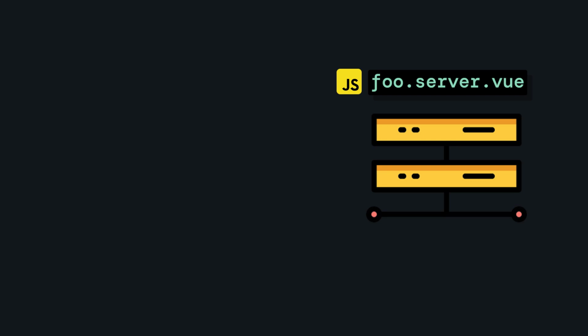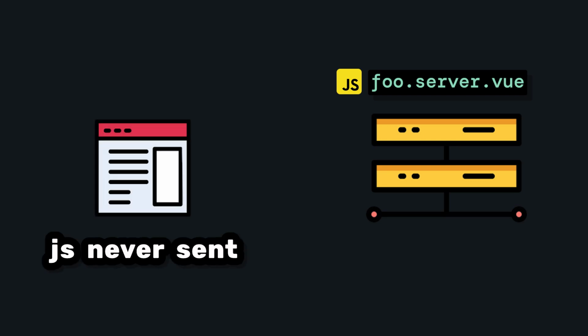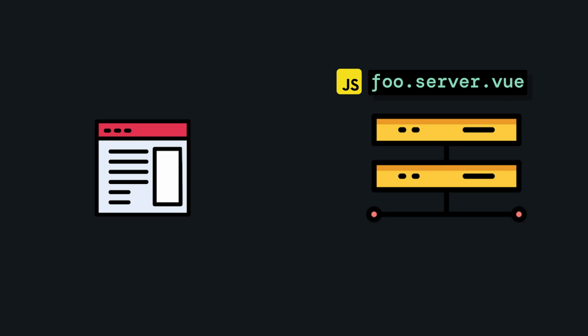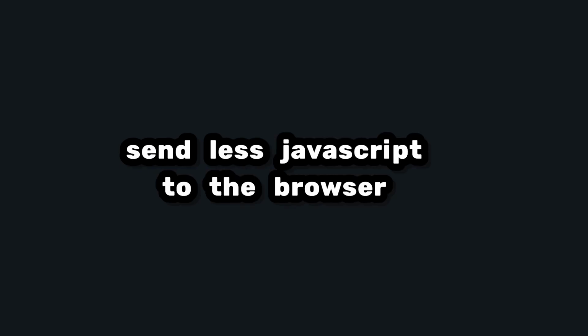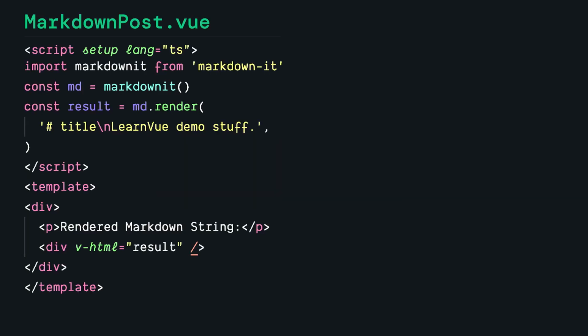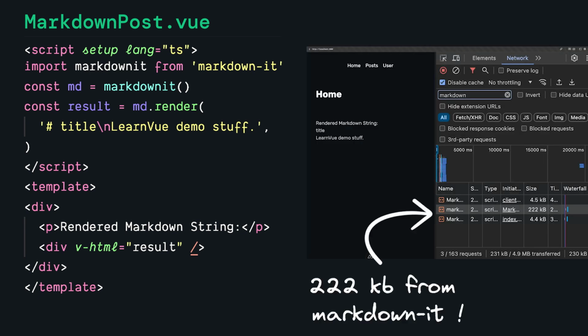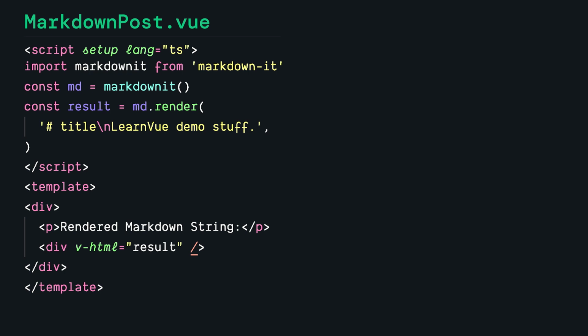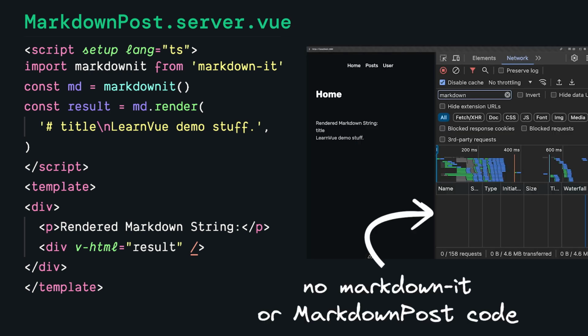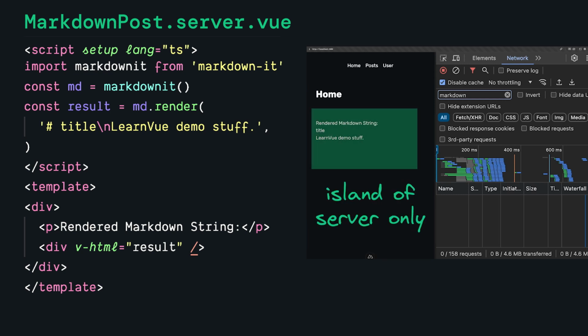It means that this component code is only on the server, so it's never sent to the client and it's never hydrated. And this is a good way to send less JavaScript to the browser. Let's say we have a component that uses a heavy dependency to generate HTML from a markdown string. This component isn't interactive, but this whole dependency will be sent to the client so that everything can be hydrated properly. But now let's make this a server component just by adding .server in the file name. Now, our client app doesn't need any of this component code or its dependencies. That's why we can look at it as a little island inside of our Vue app.